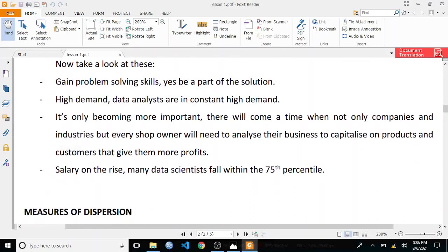Now, take a look at this. In data analysis, you gain problem-solving skills. You become part of the solution. Data analysts are in constant high demand. It is only becoming more important, and the salary of data analysts and data scientists is on the rise. So you have every reason to learn how to analyze data.